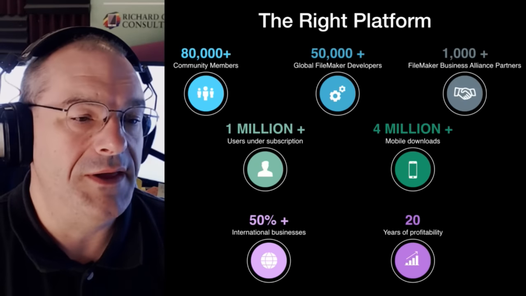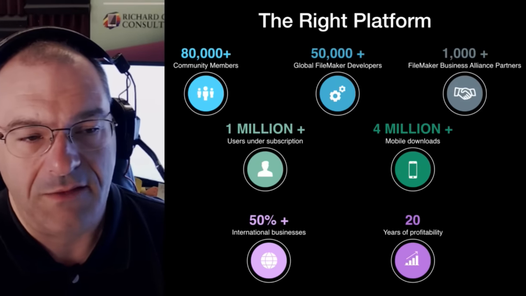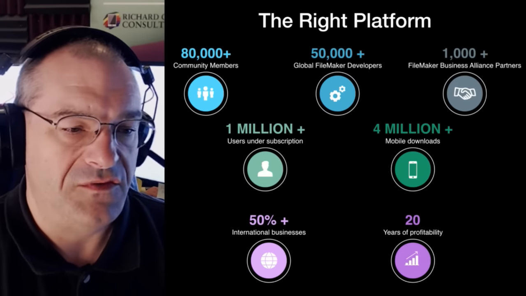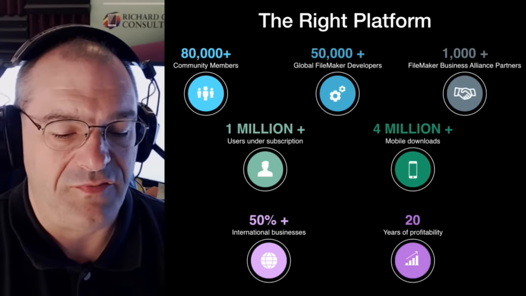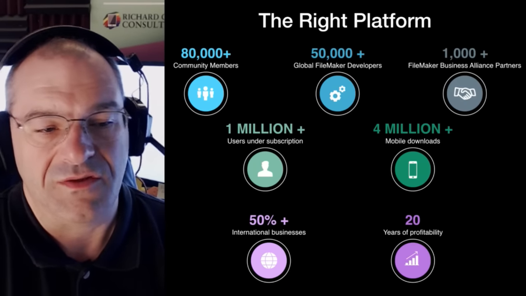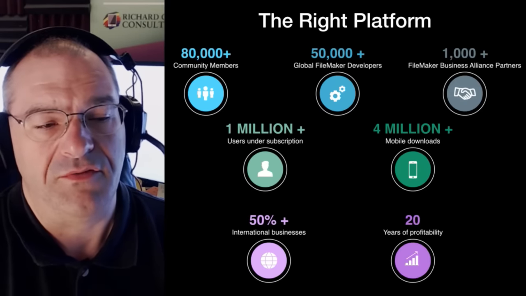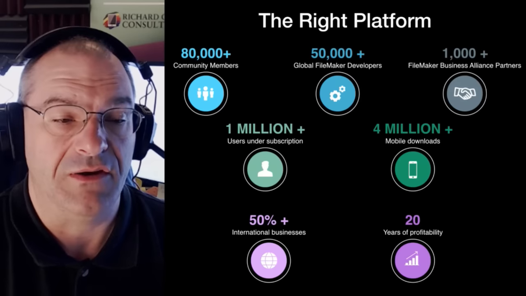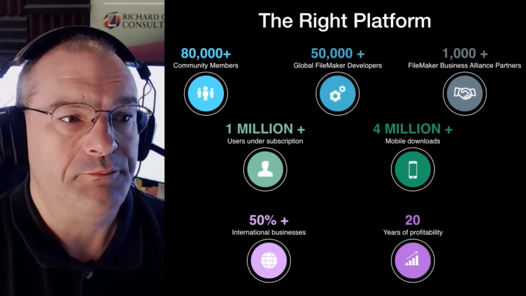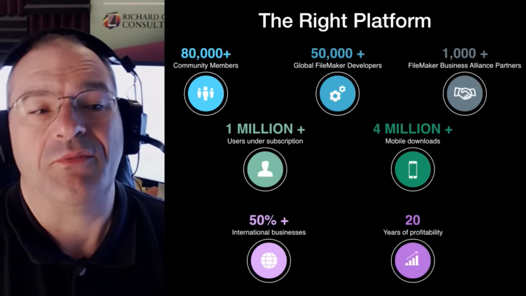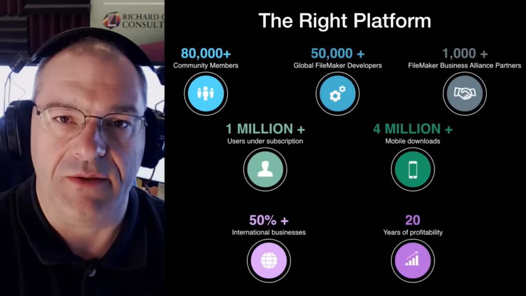There have been 4 million downloads of FileMaker Go from the Apple App Store. And of course, it's being used all over the place. FileMaker says it's been profitable for 20 years. The reality is FileMaker has been in existence for 32 years. I'm not sure why they say 20 years, probably the way the bean counters count, but they've been profitable pretty much every year for 32, 33 years now. It's a long time. In fact, I came to the FileMaker platform right after it was constructed, so I've been around a long time. So that's why you select the FileMaker platform.